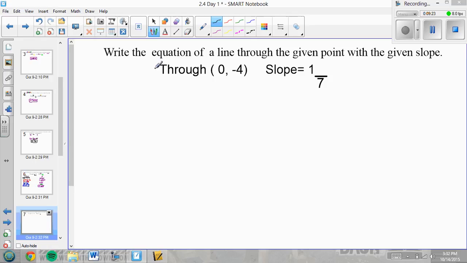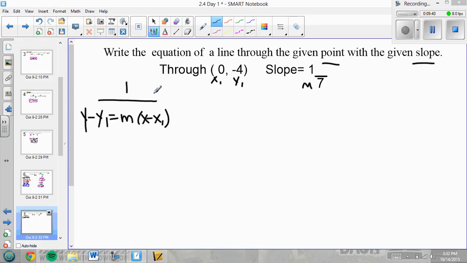Okay, so if we look here, we're still given a point and a slope. So the first way is to use our point-slope form. Again, in a point we get x1, y1, and m. So I'm going to plug in y minus, we have negative 4, equals, my slope is 1/7, and then x1 is 0, so minus 0.